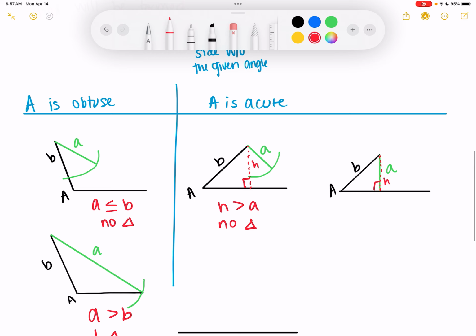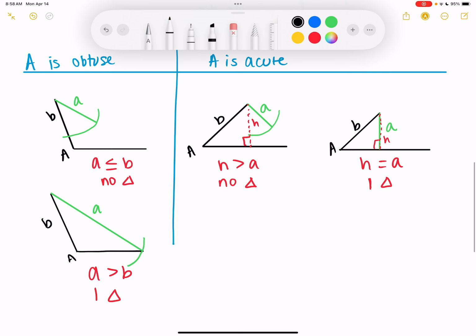So if H is equal to A, then I have one triangle. So again, I like that scenario. It's easy. I still have to solve the triangle and write all the pieces out as to what they are. But there's only one triangle. I like that.